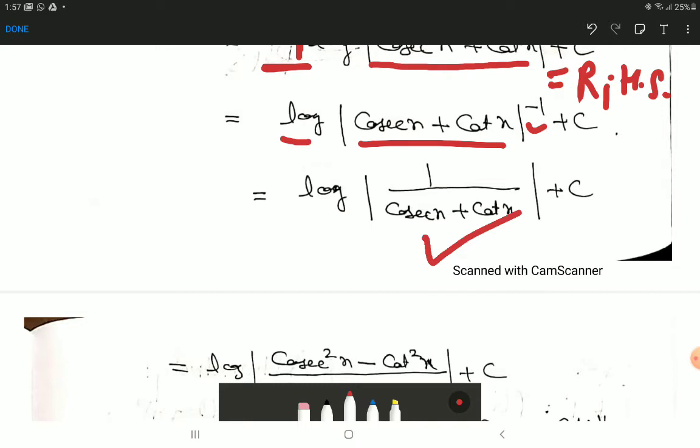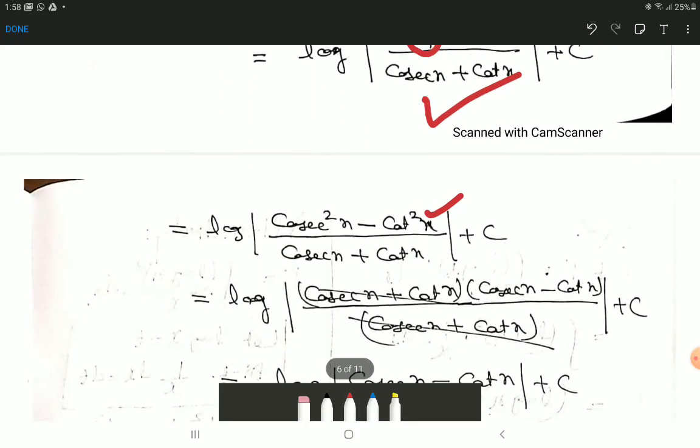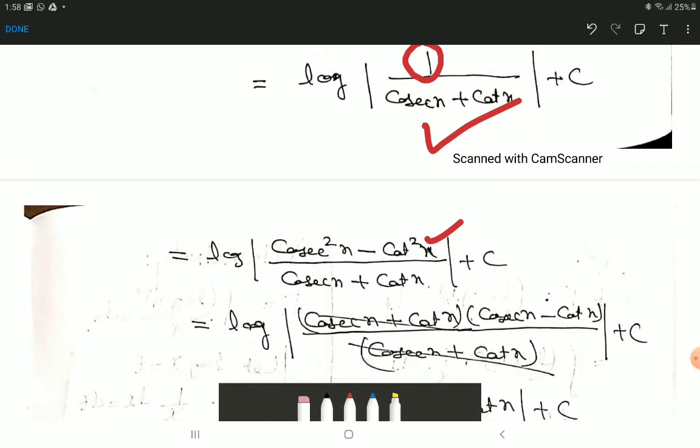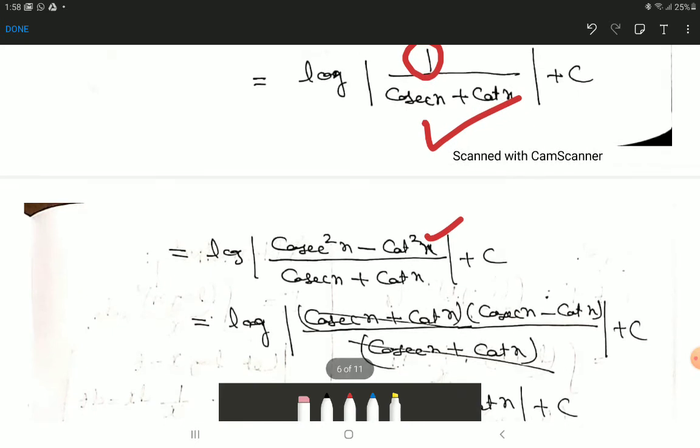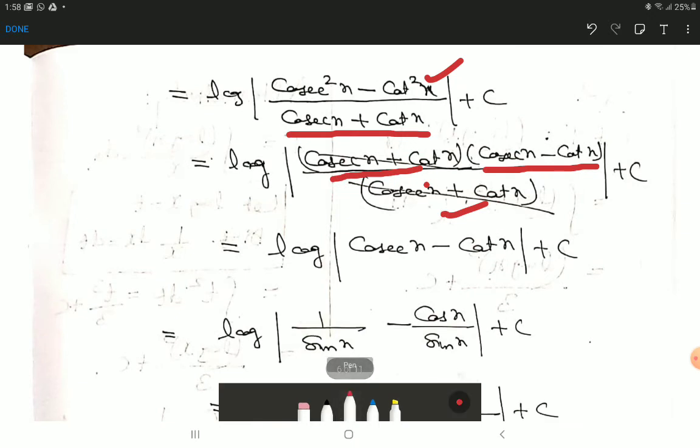Now we have done in class 10th that cosec square x minus cot square x is 1. So this 1 can be replaced by cosec square x minus cot square x, and in the denominator you have cosec x plus cot x. Now the numerator may be factorized using the formula a square minus b square is a plus b into a minus b. So cosec square x minus cot square x will be cosec x plus cot x into cosec x minus cot x, and in the denominator we have cosec x plus cot x, and it is cancelled, and we are left with cosec x minus cot x plus c. So in this way I have obtained the second RHS.